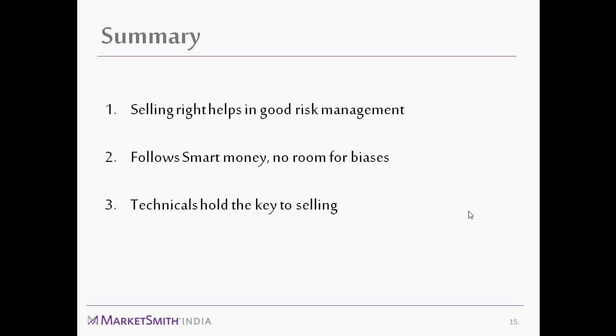By using technical analysis, you can look at what the smart money is doing and you don't allow any room for emotions and biases to get into your investing. Therefore, technical analysis holds the key to selling.